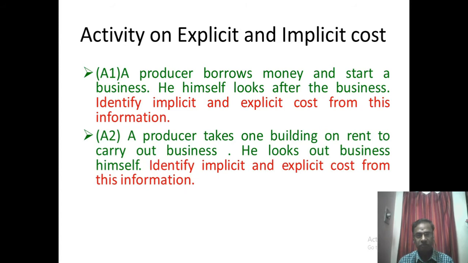Another example you see. A producer takes one building on rent to carry out business. He looks after business himself. So here, he takes a building on rent. For that he has to pay rent to the owner of the building. Payment of rent to the owner of the building is the explicit cost, and he looks after the business himself. That is the implicit cost.